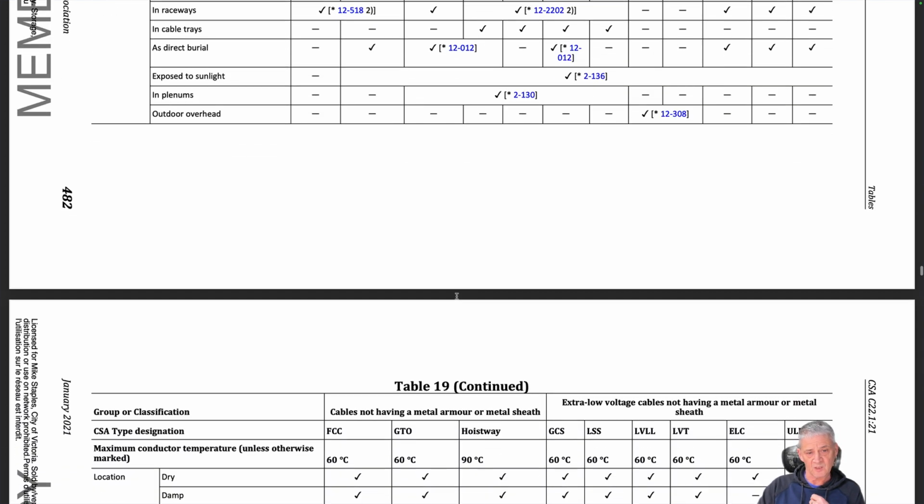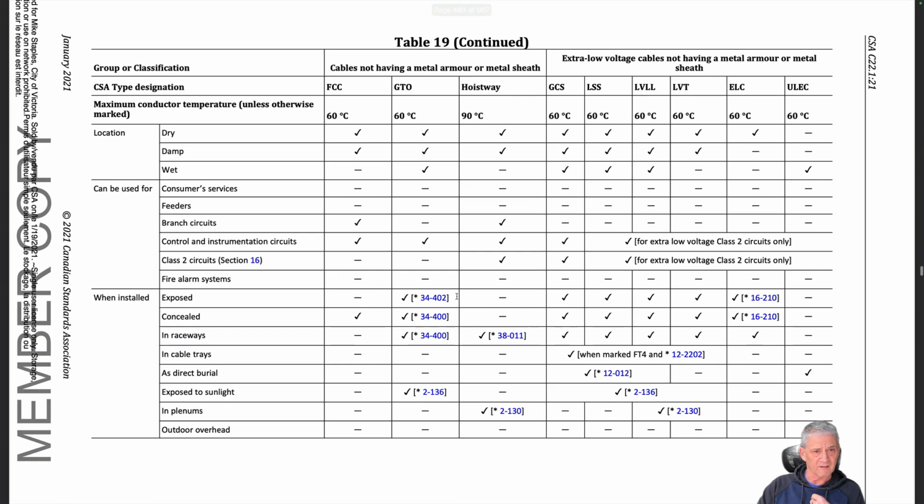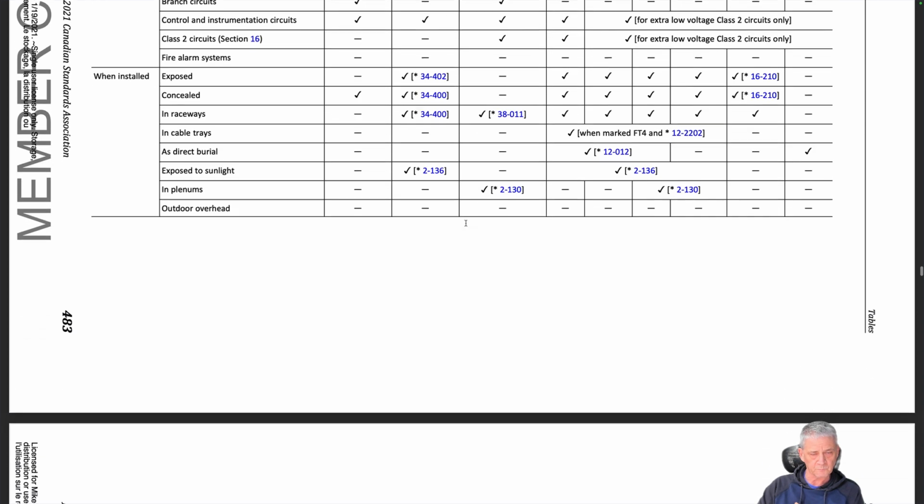And if we follow this along, again, we've got more cables, type FCC, a flat carpet cable, GTO, hoistway cables. These are all specific cables and they don't have an armor.